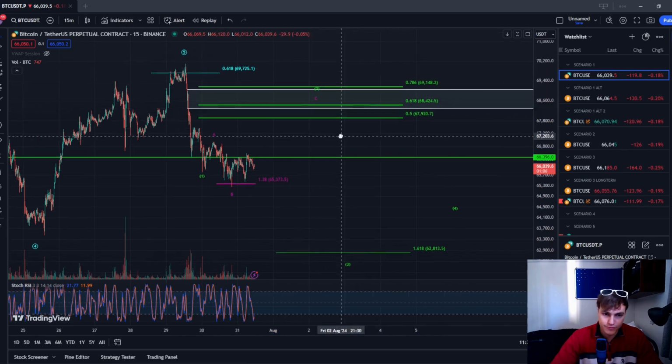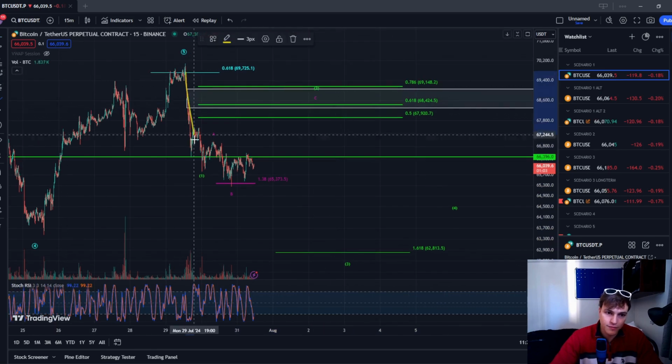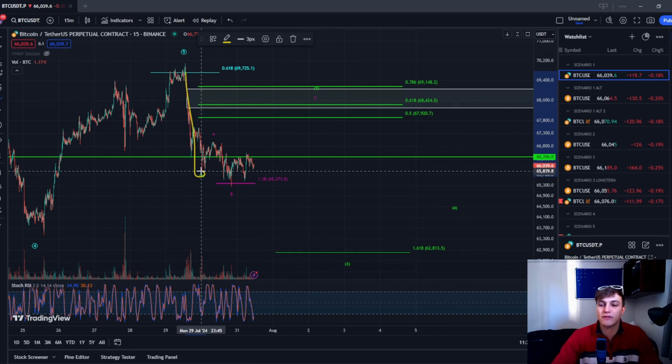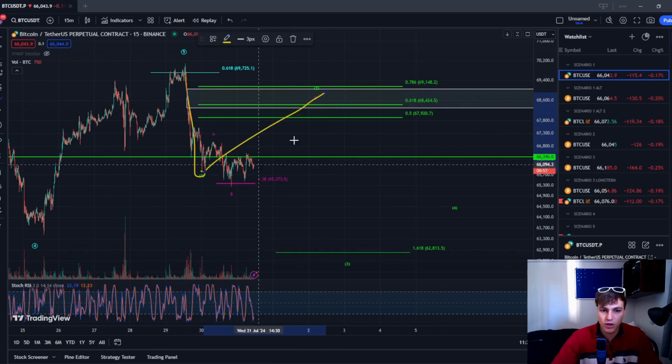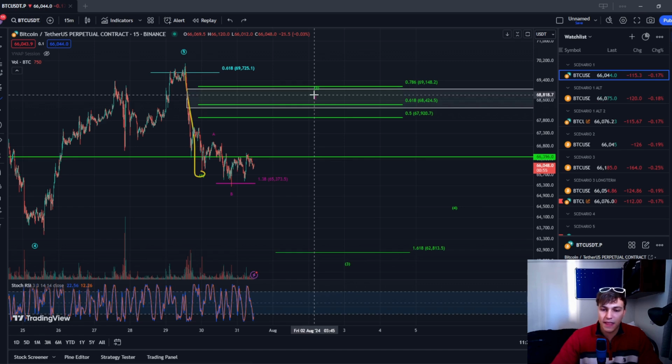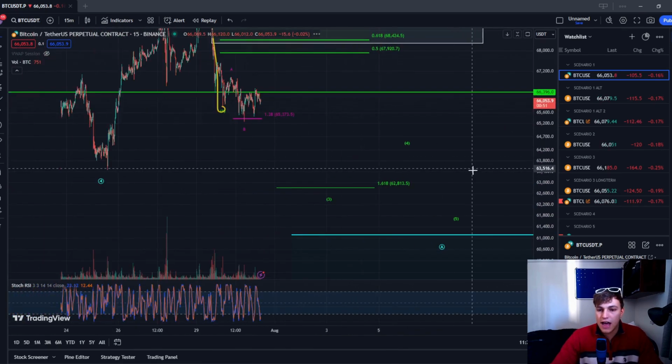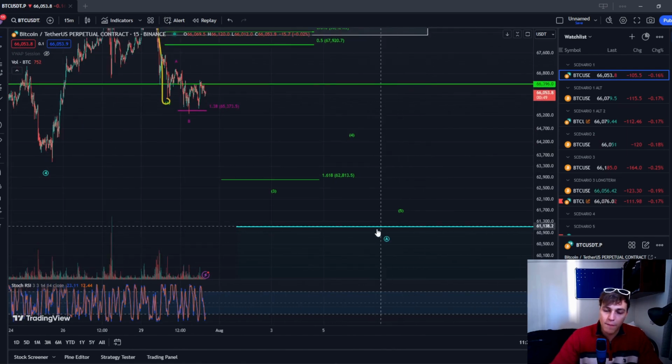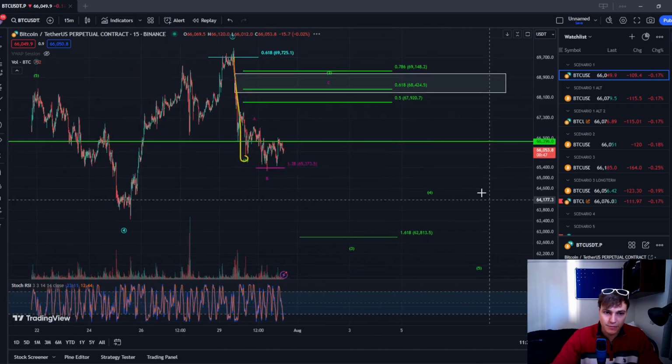We have a wave 1 down, finishing at around $65,800. A wave 2 following that, still playing out. Then a wave 3, 4, and 5. All of this would be in the larger degree blue wave A.